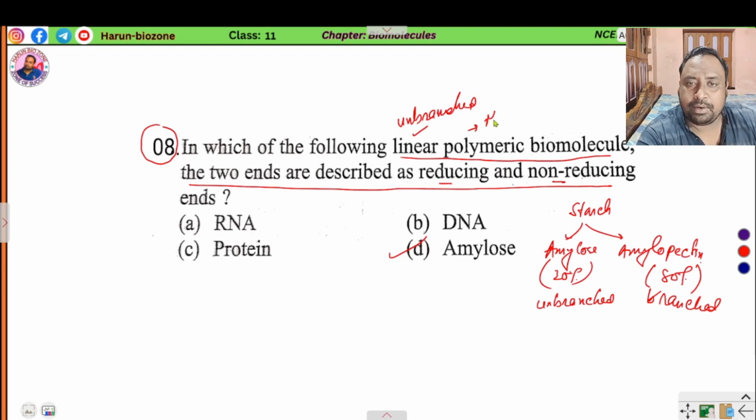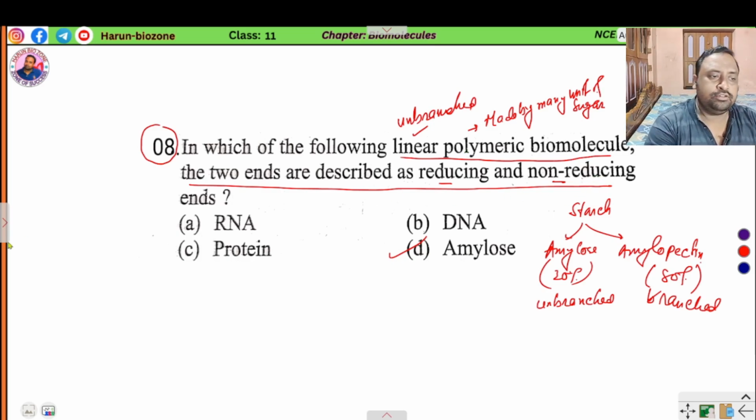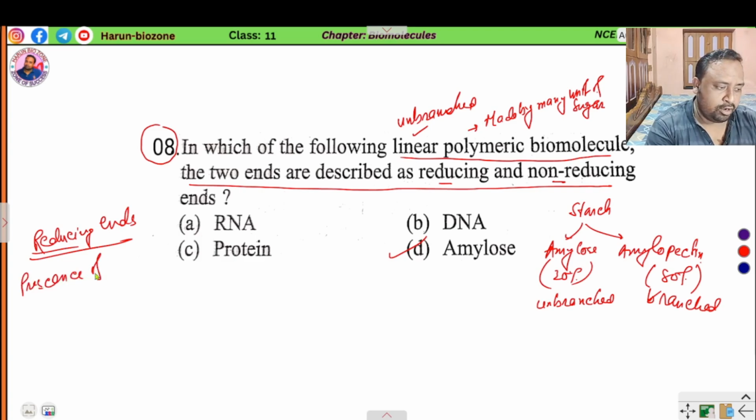Polymeric means made by many units of sugar. Biomolecules means molecules produced inside the human body or organism. Two ends are described, reducing and non-reducing. Reducing end means the presence of an aldehyde or ketone group.